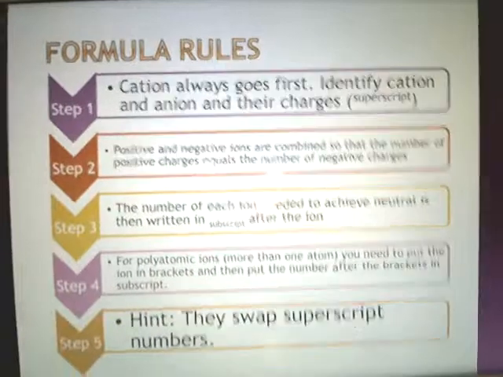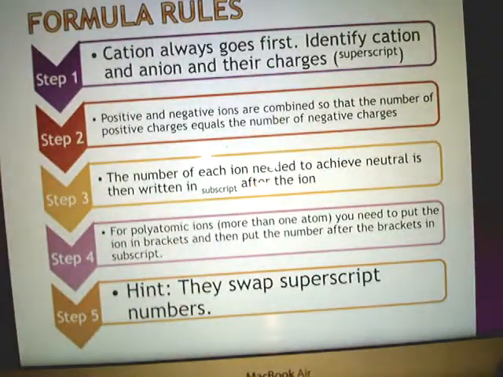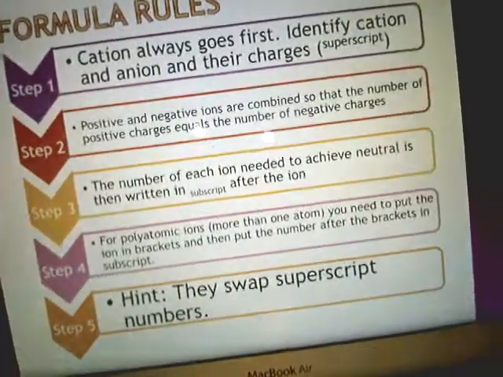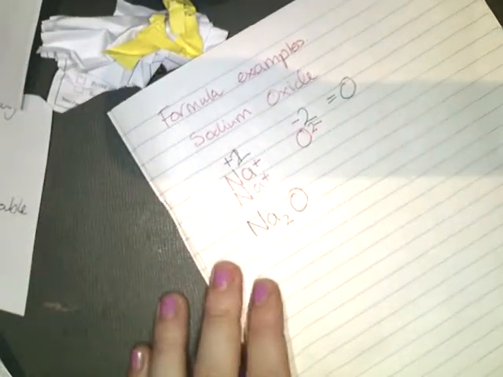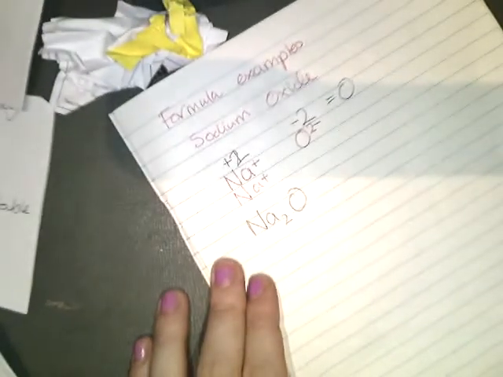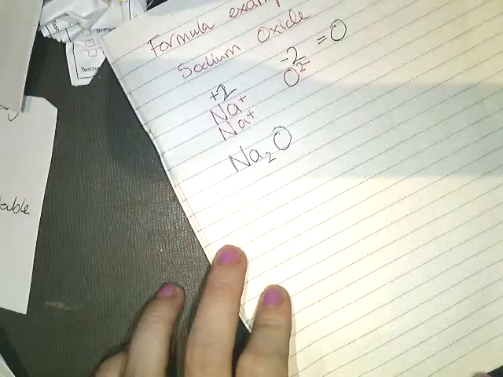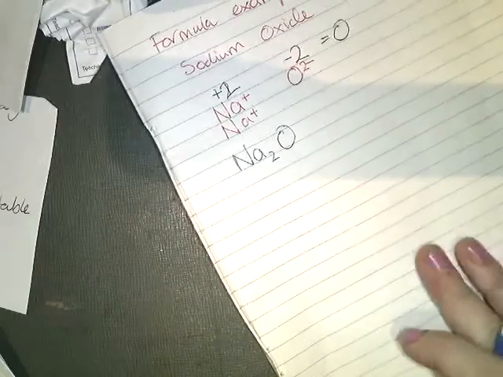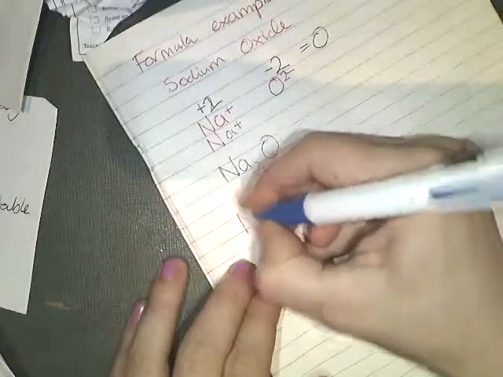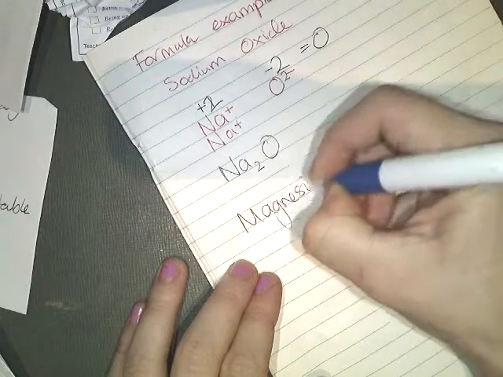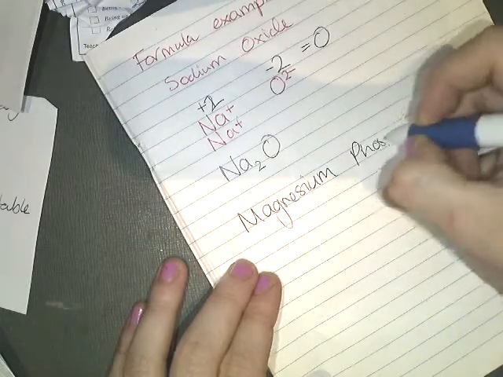We then need to write the number of each ion to achieve neutral in subscript after the ion. So, to tell people we have 2 sodiums, we write Na2O. Alright. Let's do the next one. Let's do magnesium phosphide.